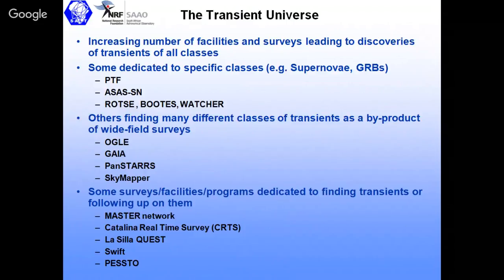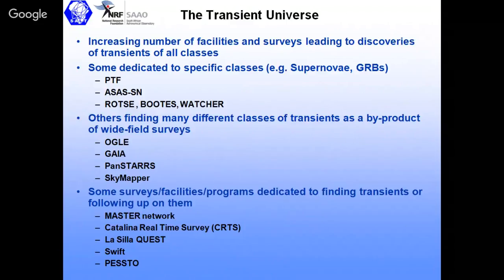Then there are facilities which are dedicated just for the discovery of transients, of which MASTER, I think, could be classified as that, or is classified as that. The Catalina Real-Time Survey, three telescopes that have been doing a survey of transient events, originally driven by the desire to discover minor planets, but has led to a huge amount of work on other classes of transients, including supernovae and cataclysmic variables.